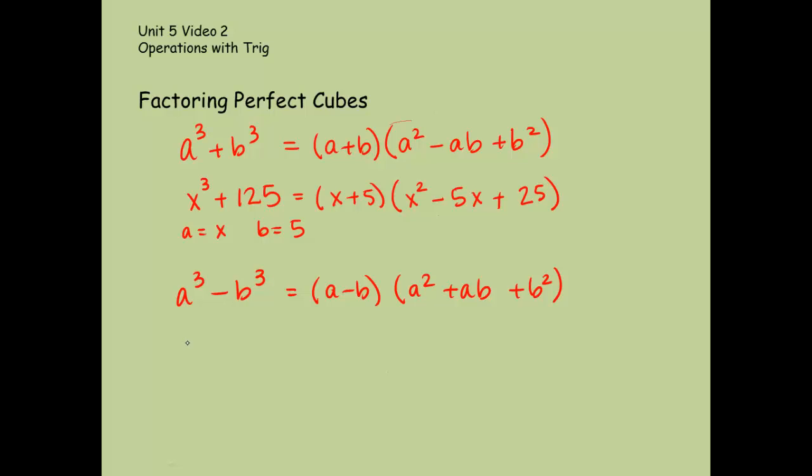Let's try another one. How about y cubed minus 8? This makes a equal y and b equal 2. B does not equal negative 2. The negative is built into the equation. So my factorization here is y minus 2, that's your a minus your b, times a squared, which is y squared this time, plus 2y plus 4, and that's my b squared. Let's try this with trig.